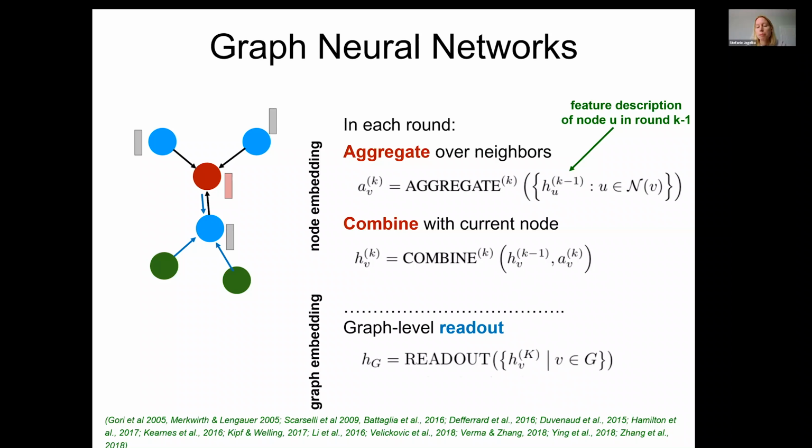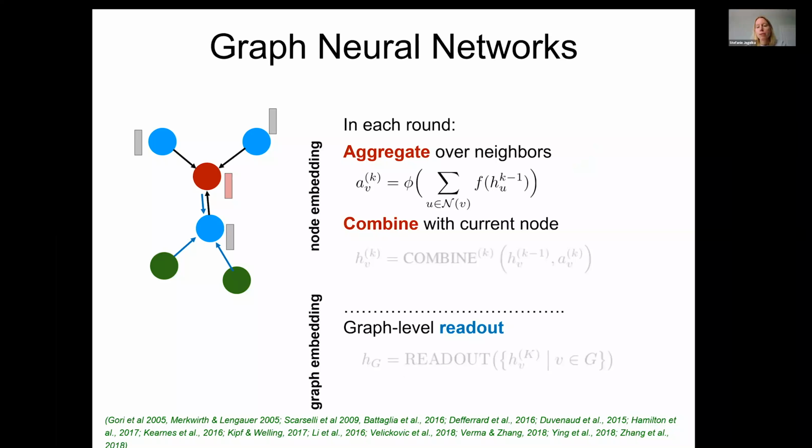And the same actually happens to the graph level readout. And what you're learning in these networks are the parameters for these aggregation, combine and readout functions. So to make this a little bit more concrete, let me just show you one example of what such an aggregation actually could look like.